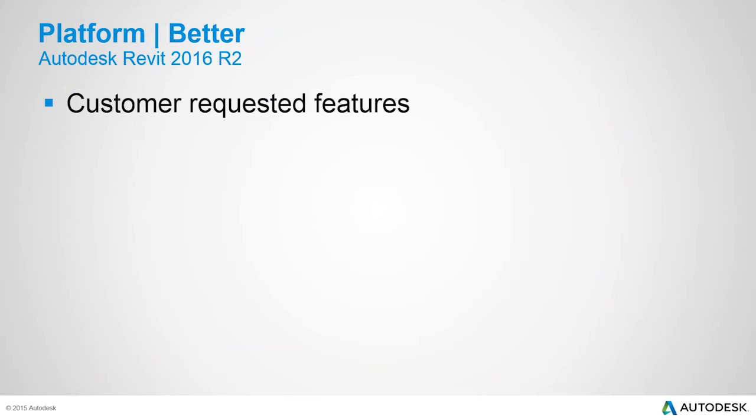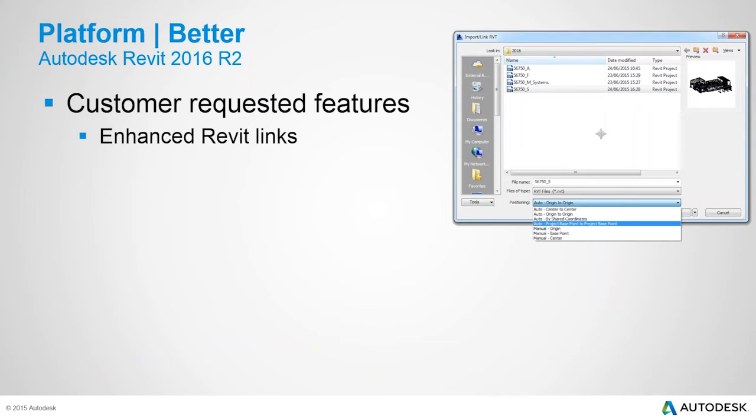Right, let's have a look at some of the customer requested features. Okay, enhanced Revit links. There's a new positioning option, which is auto project base point to project base point. It sounds like an obvious one, really, but it's good to have it.